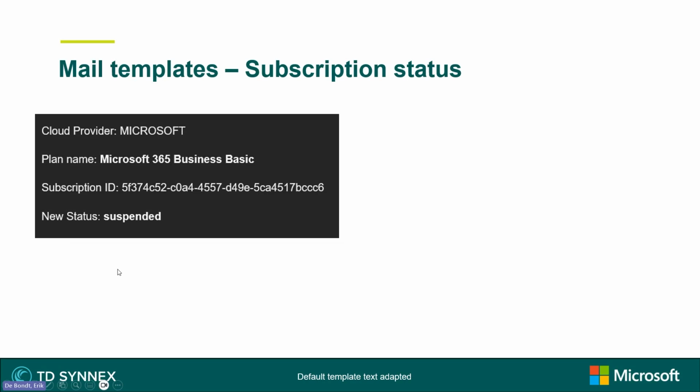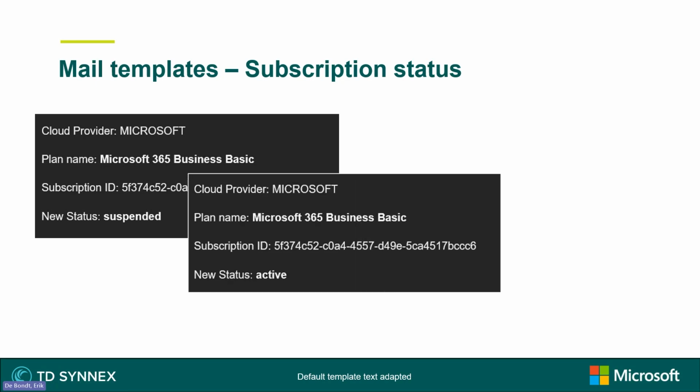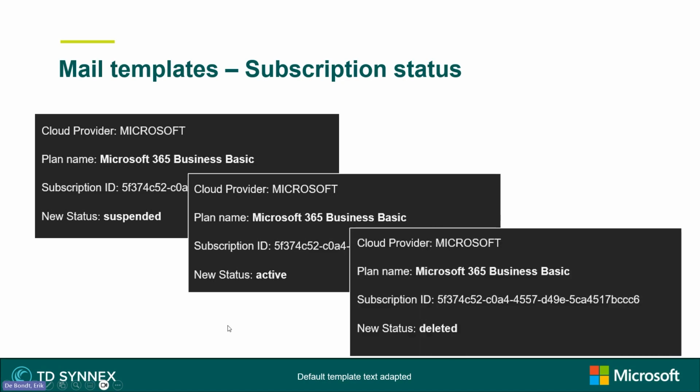Subscription status: if someone makes a license suspended, as you know, suspended stops being usable, but invoicing continues. Reactivate it again, then you get this mail, or delete it. If someone cancels within the 7 days, you get this email stating, look, this item is now being deleted, is cancelled, is not active anymore. And as we all know, this immediately also stops the usability of the license.